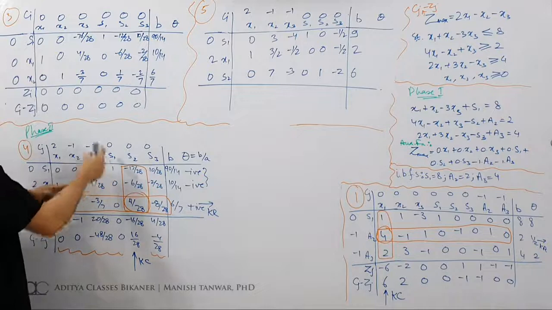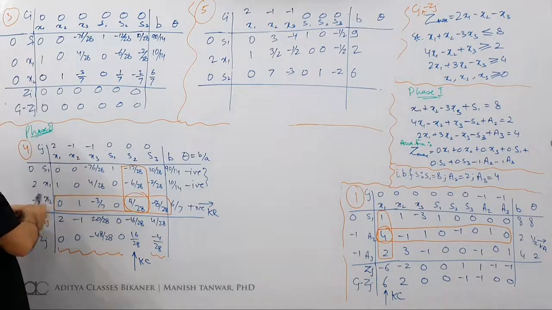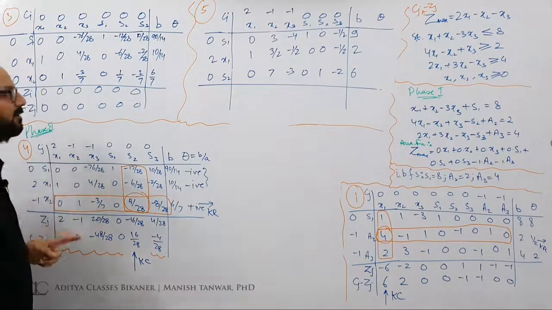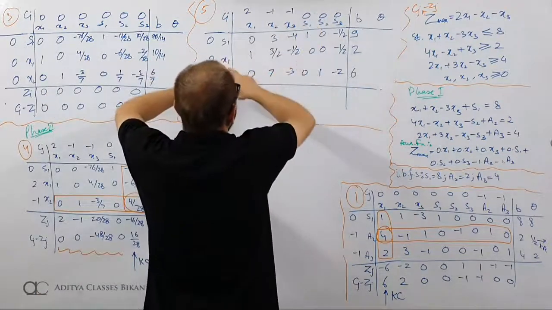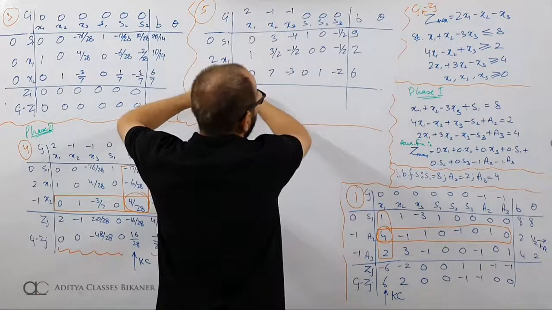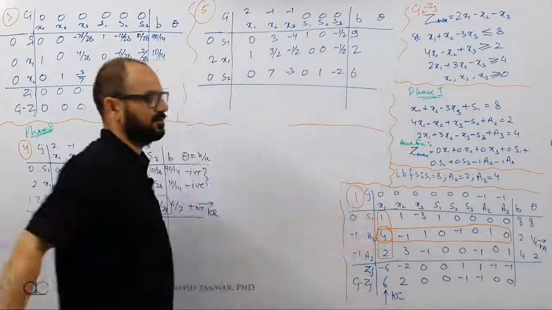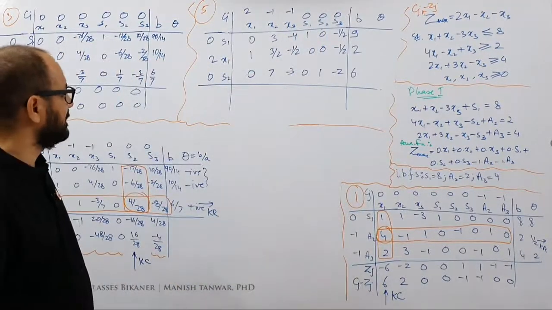S1, S1 was 1, remaining column was 0. X1, X1 was 1, remaining column was 0. X2, X2 was 1, remaining column was 0. Here we have an S1, S1, 1, remaining column 0. X1, X1 is 1, remaining column is 0. S2, S2 is 1, remaining column is 0. So our identity matrix is still intact.